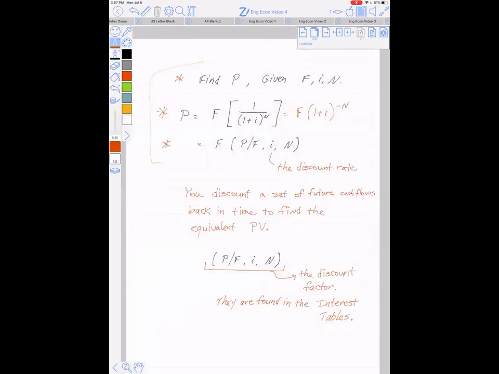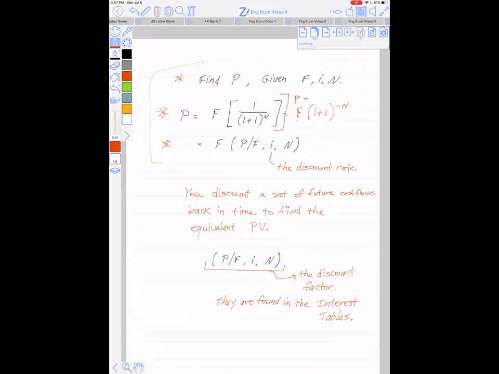And I want to highlight just a couple of things here. We're looking today to find P given F, I, and N. So this formula right here can be summarized to P equals F times (1 plus I) raised to the negative n power, n being the number of interest compounding periods.